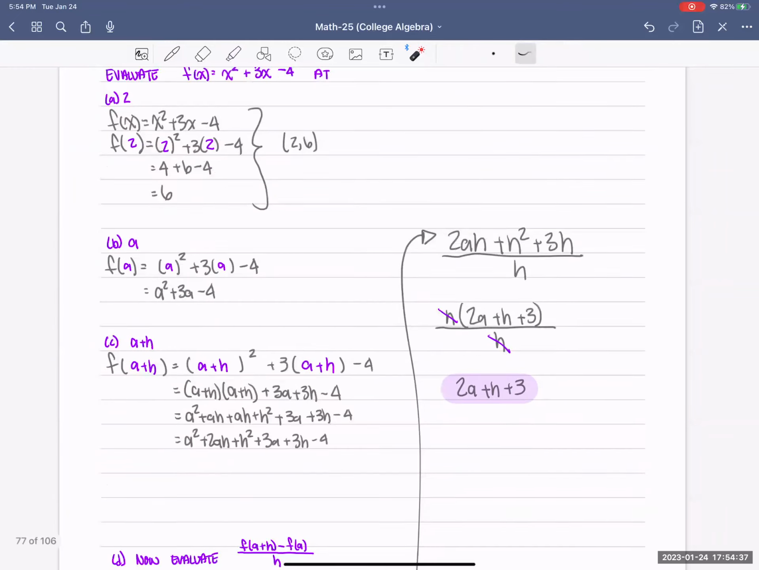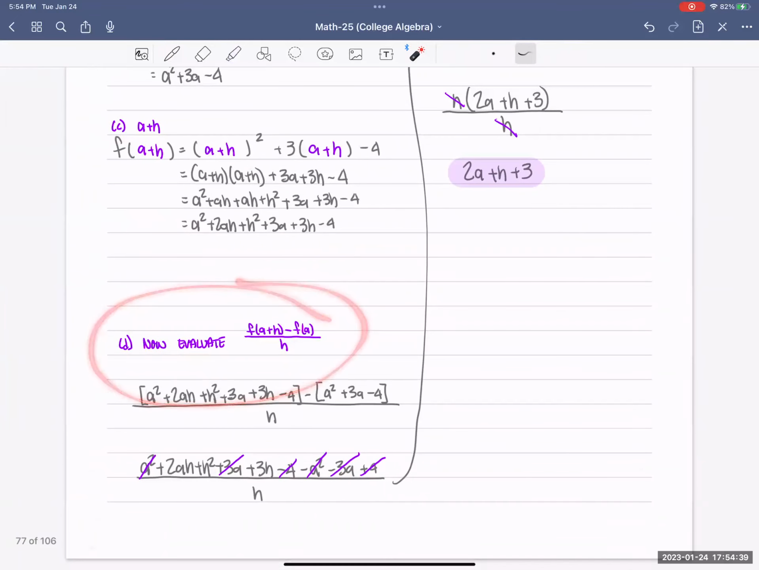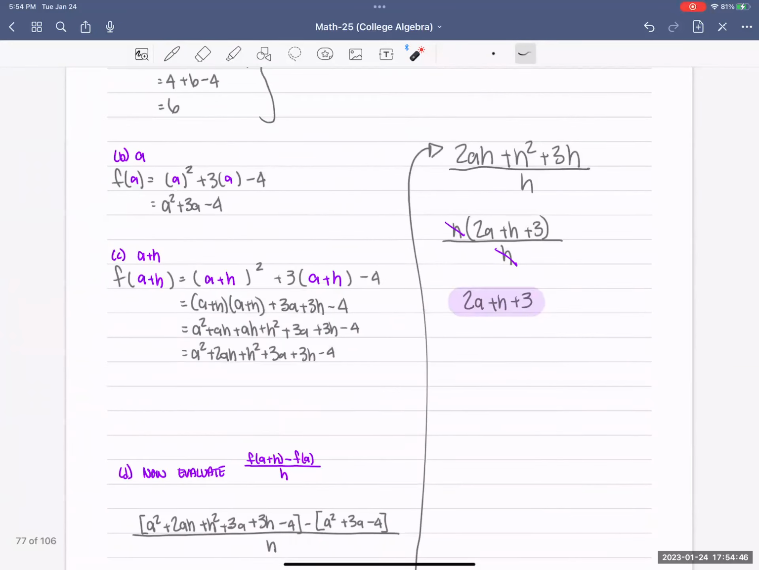Oh, not that part, down here. So evaluating f of a plus h minus f of a all divided by h. That's our solution.